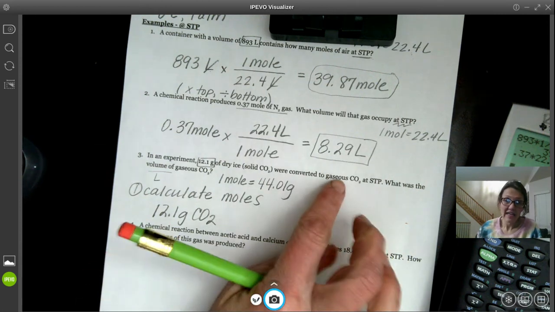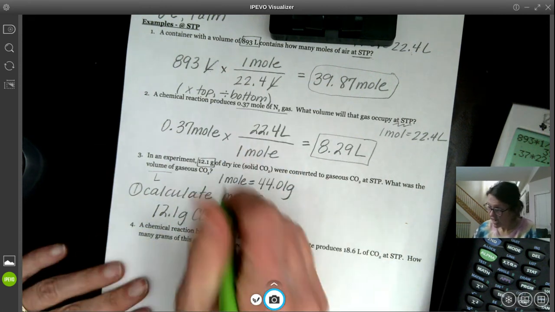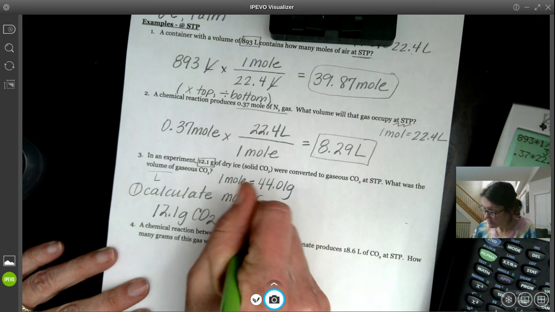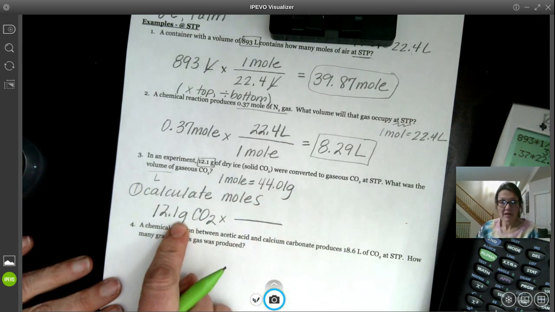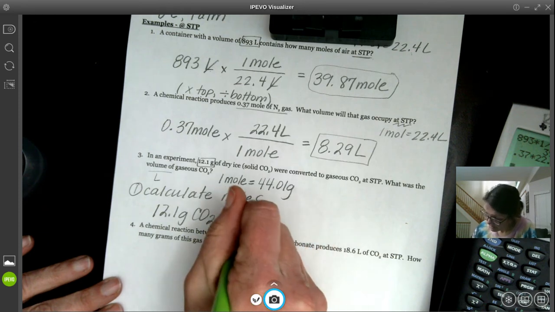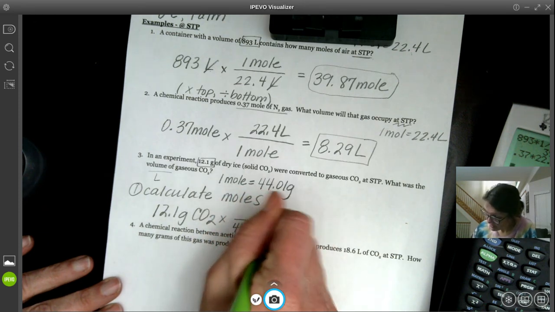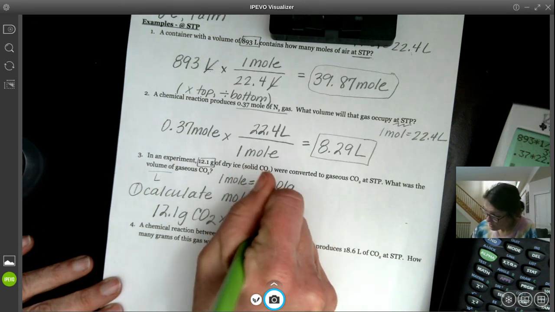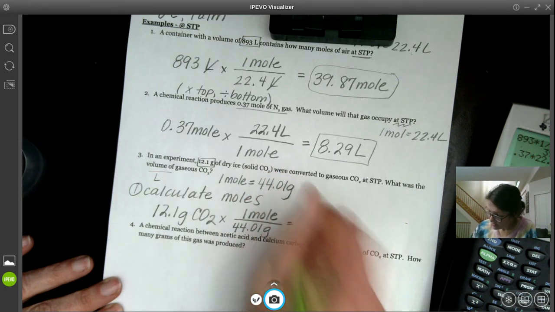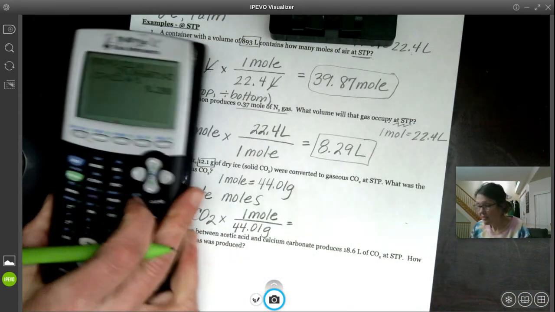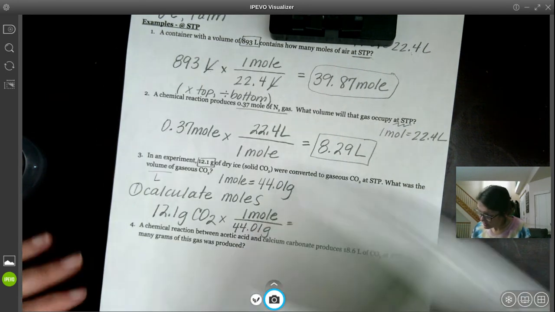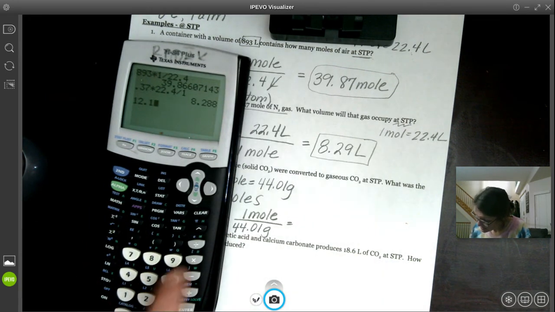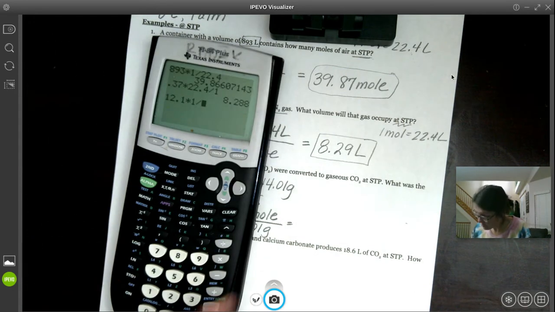We're going to take that conversion factor and write it as a fraction so that we can get rid of grams and have moles. So I'm going to put grams on the bottom so that grams cancels from my given. So 44.01 grams on the bottom, 1 mole on the top. Now I'll go through and do the math. Again, I multiply by the top and divide by the bottom. So 12.1 times 1 divided by 44.01.